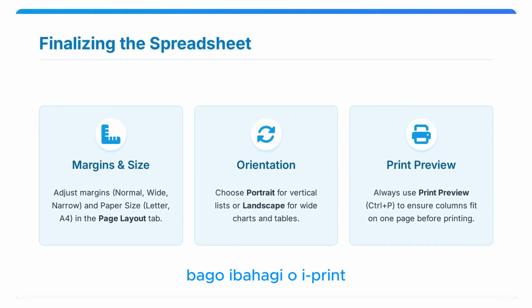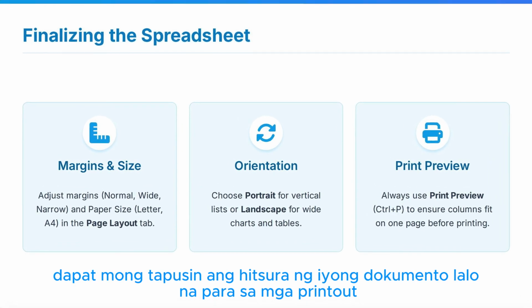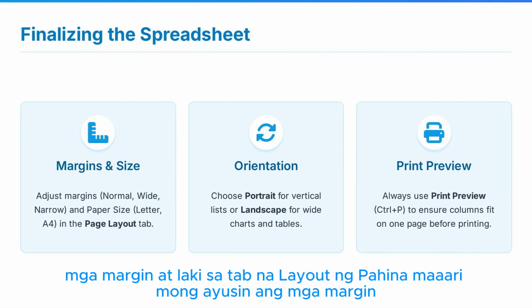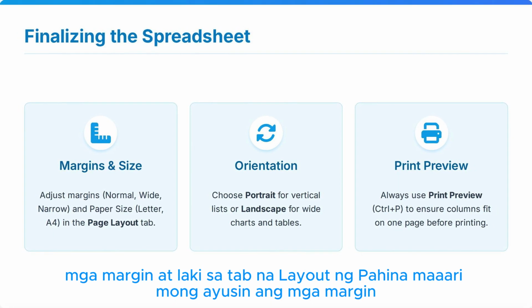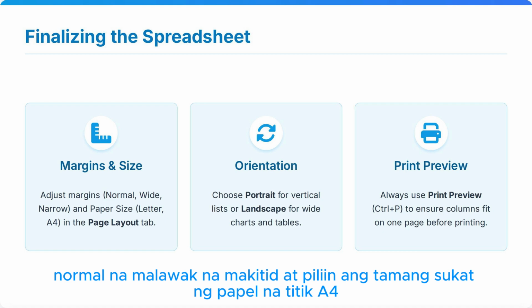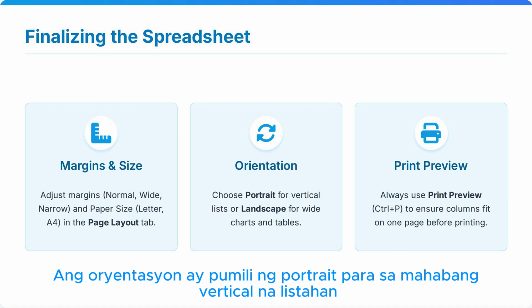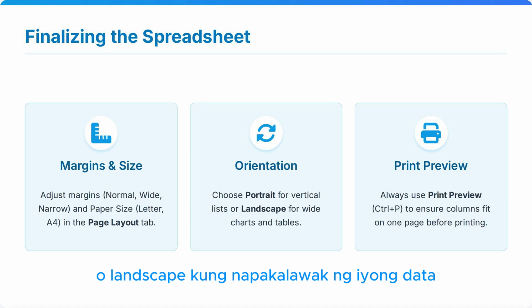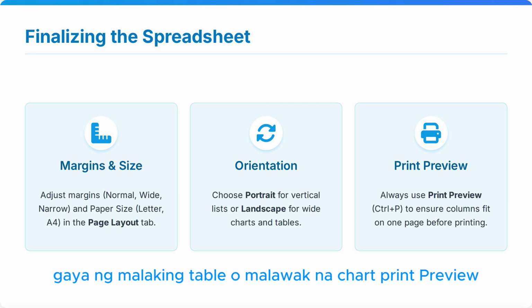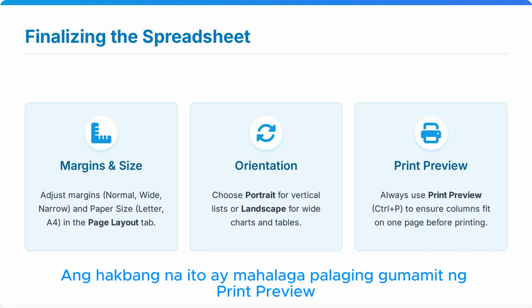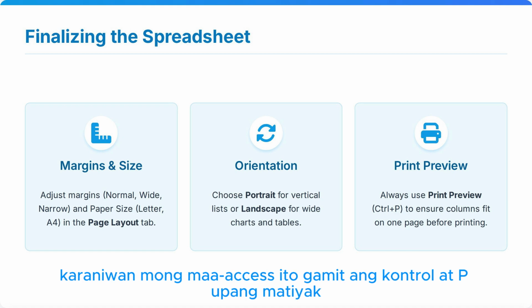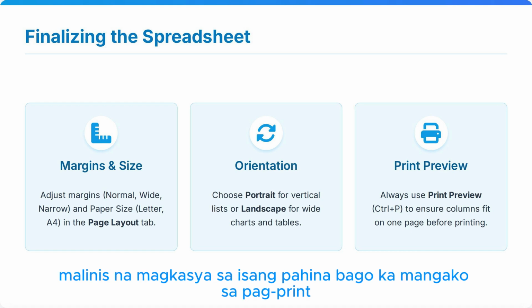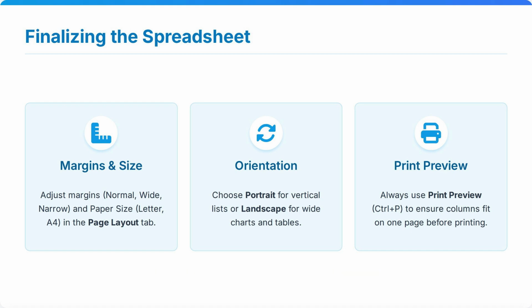Before sharing or printing, you must finalize the look of your document, especially for printouts, margins and size. In the Page Layout tab, you can adjust the margins, normal, wide, narrow, and select the correct paper size, letter or A4. Orientation. Choose portrait for long, vertical lists, or landscape if your data is very wide, such as a large table or a wide chart. Print preview. This step is crucial. Always use print preview. You can typically access it with Ctrl+P to ensure all your columns and data fit cleanly onto one page before you commit to printing.